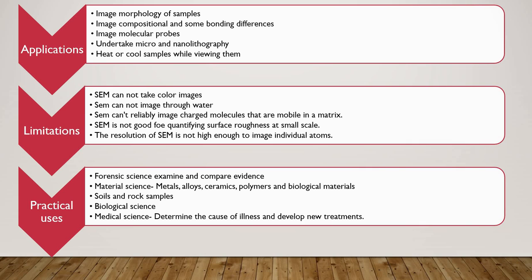So first practical use of SEM is forensic science, examine and compare evidence. Then material science. In this, metal, alloys, ceramics, polymers and biological material can be studied by using SEM. Then biological science. In that, large objects such as insects and animal tissues and small objects such as bacteria and viruses can be studied by SEM.